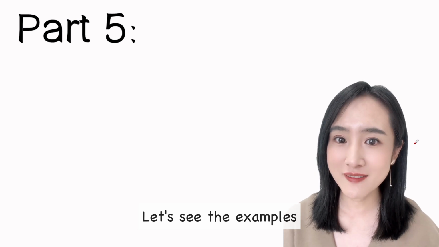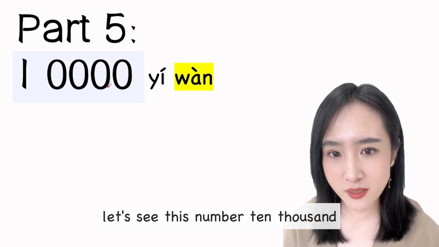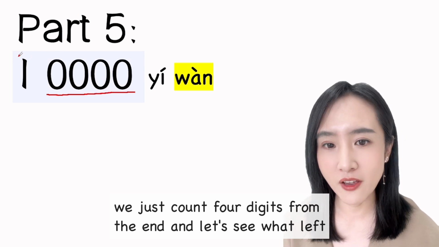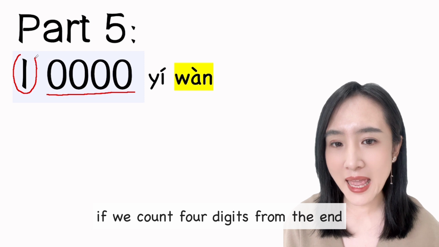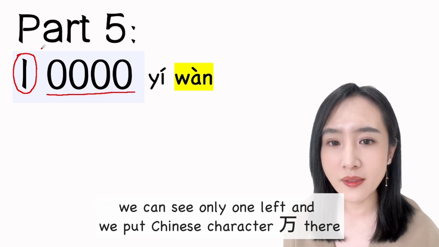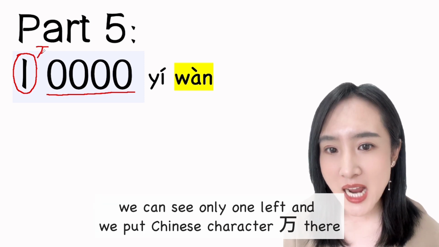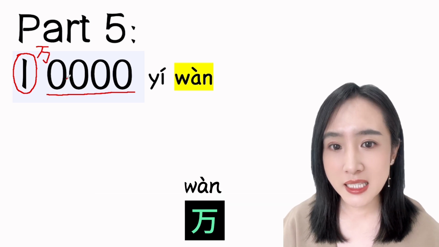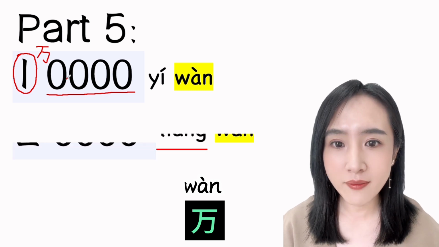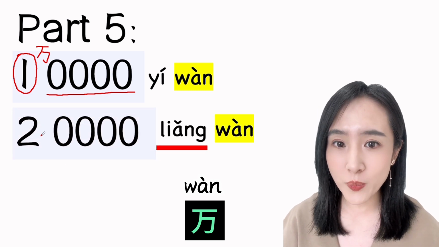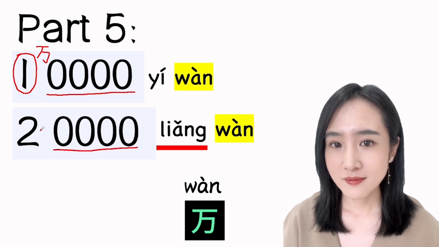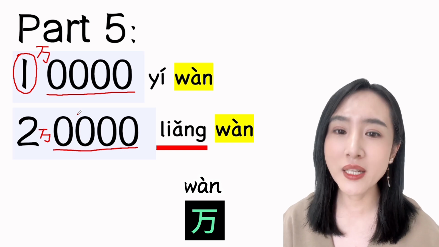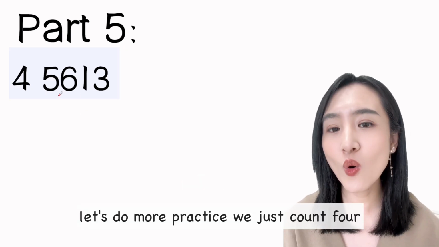Let's see the examples. Let's say this number, 10,000. We just count 4 digits from the end and let's see what's left. If we count 4 digits from the end, we can see only 1 left. And we put the Chinese character 万 there, and this number will be read as 一万. And in the same way, 20,000 will be 两万. And pay attention, we never say 二万. We only say 两万. Let's do more practice.